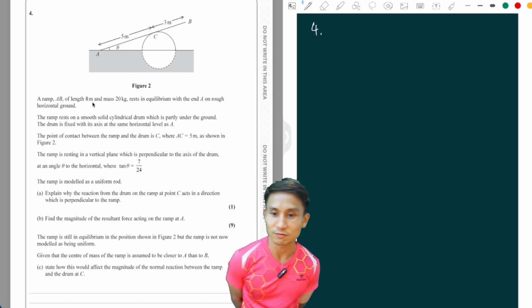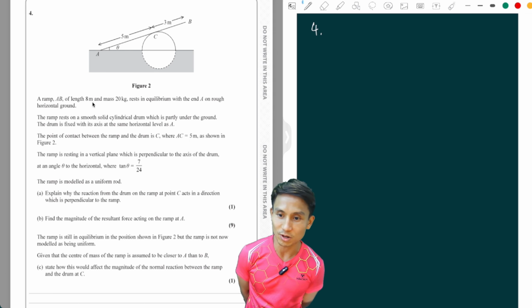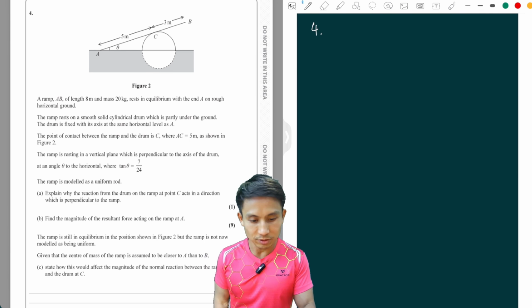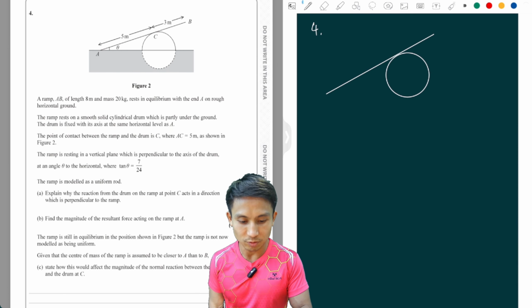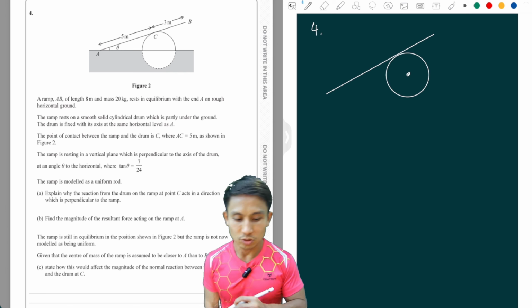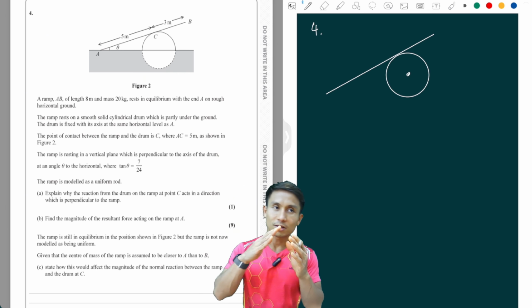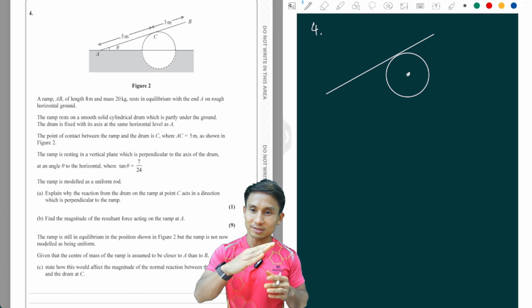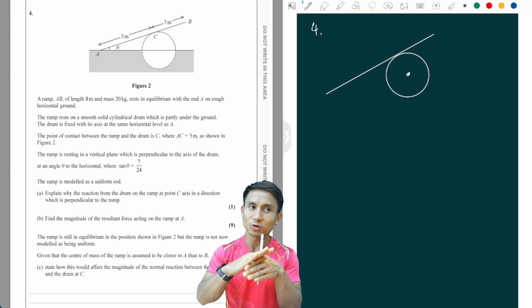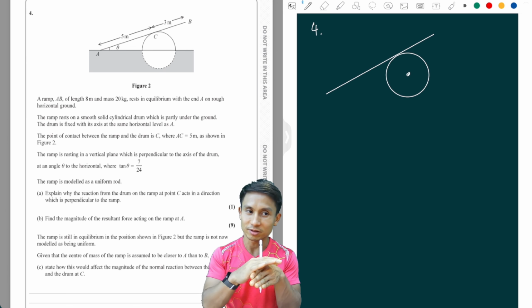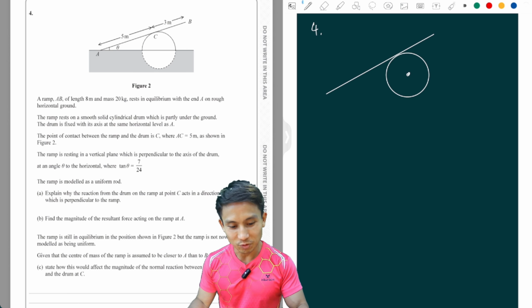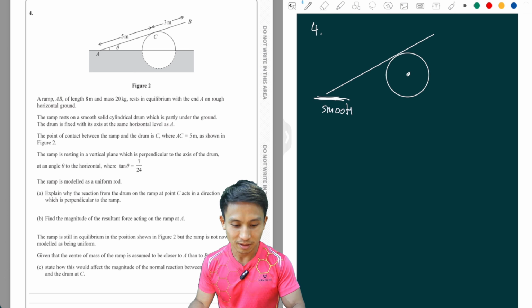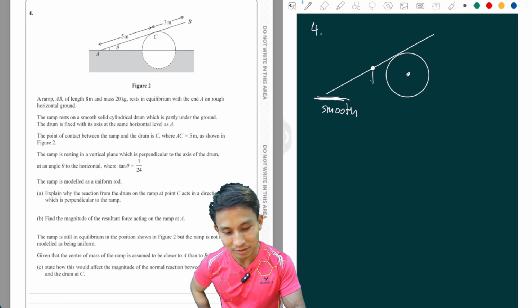Part A: explain why the reaction from the drum on the ram at point C acts in the direction which is perpendicular to the ram. Now let's draw out a diagram, right? So if we have a ram looking from the side here and the drum looking from the side as well. When you are resting something like a ram on something else, of course they have normal reaction to each other, but as well as normal reaction, there might also be friction. For example, let's say this is smooth, okay, and let's say the center of mass of the ram is somewhere here.